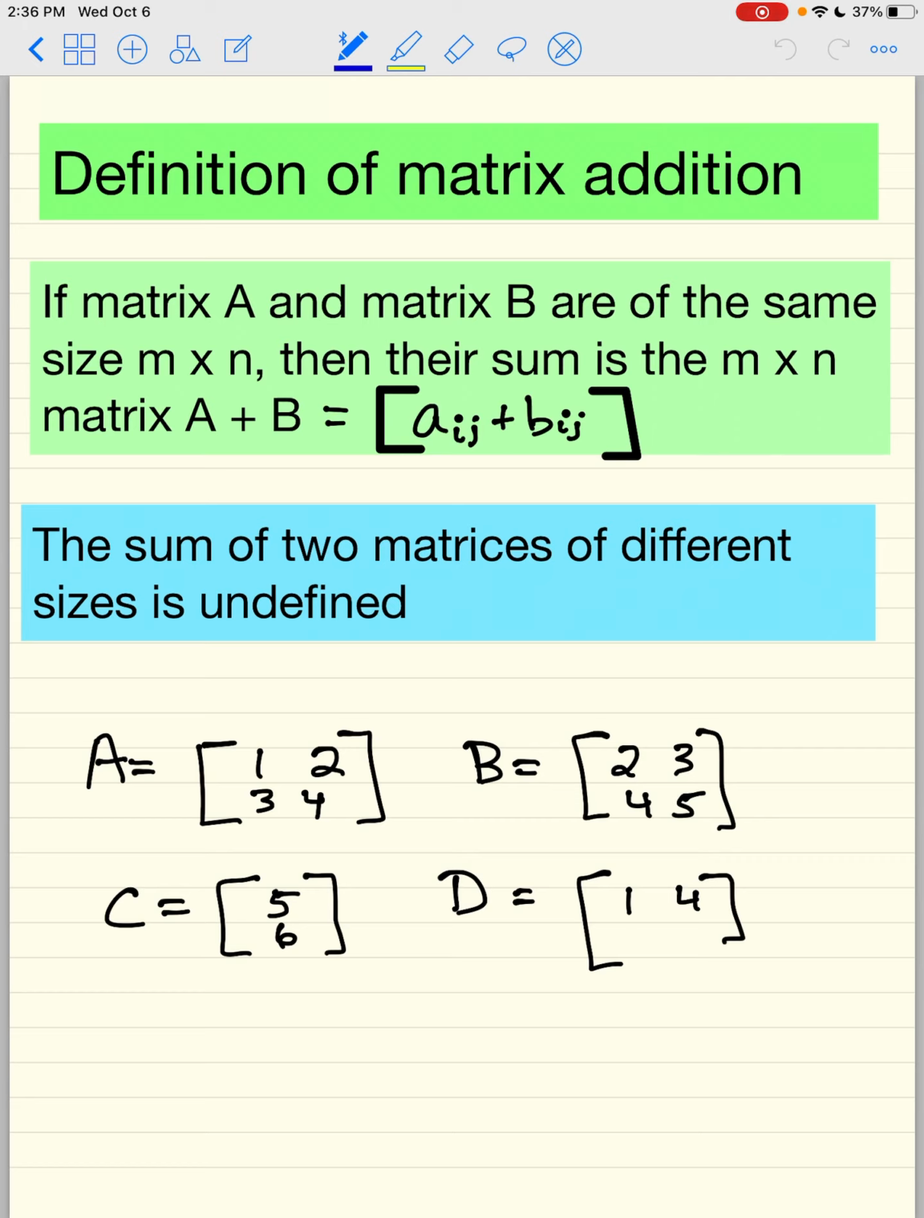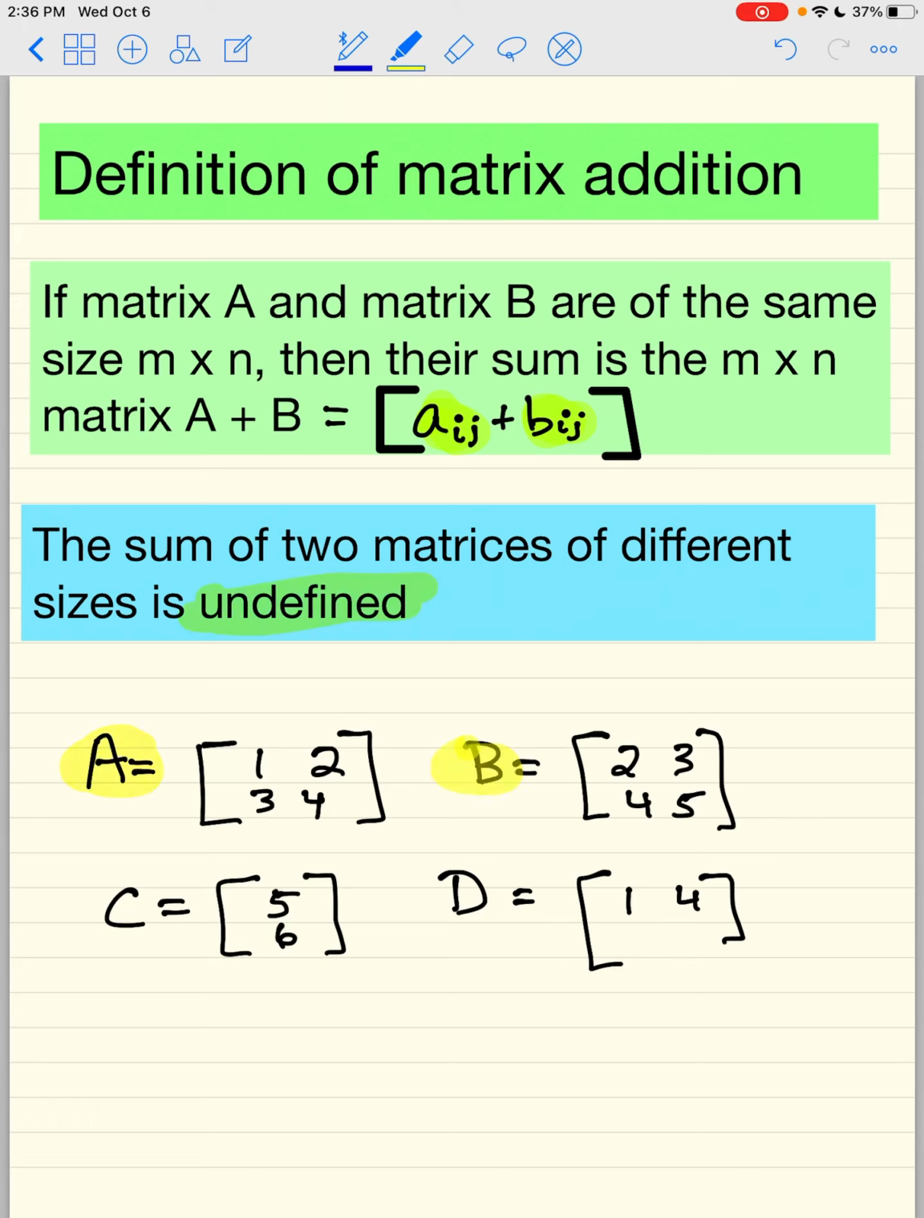Okay, let's just do this one and then I'll stop the video. Definition of matrix addition. If matrix A and matrix B are of the same size m by n, then their sum is going to have that same size. And the way that you add them is that whatever is in row 1, column 1 of A gets added to row 1, column 1 of B. If their sizes are different, you cannot add them. So we say it's undefined.